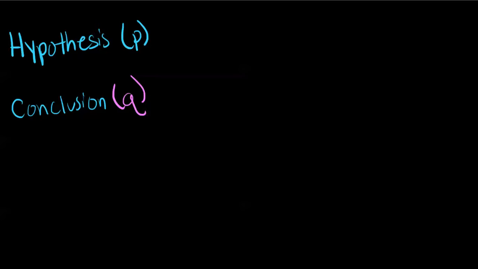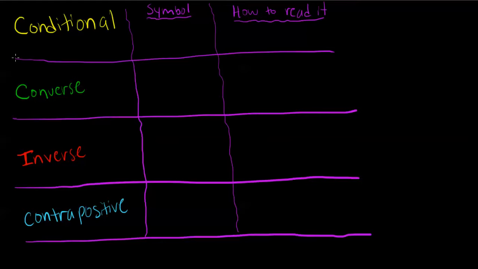Now we're going to look at some related conditional statements. To start off with, we're going to say that P represents the hypothesis, and we're going to use the letter Q to represent the conclusion. We're going to look at a conditional first, so we can see that the symbols P and Q are going to be used. So P and then an arrow to Q. And if we were to read this, it would be: if P, then Q. So for example, if the measure of angle A equals 15, then angle A is acute.